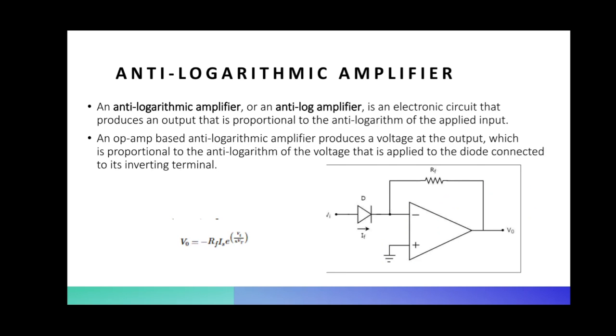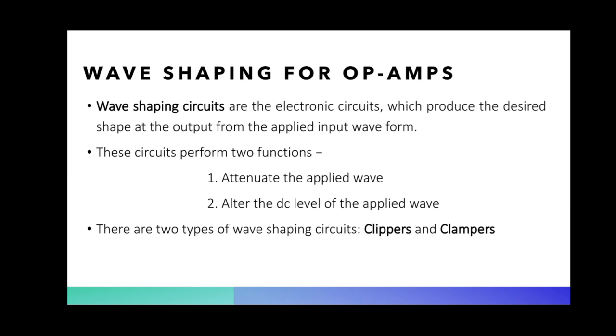Anti-logarithmic amplifier. An anti-logarithmic amplifier or anti-log amplifier is an electronic circuit that produces an output that is proportional to the anti-logarithm of the applied input. And now let's move to the next topic, wave shaping for op-amps.